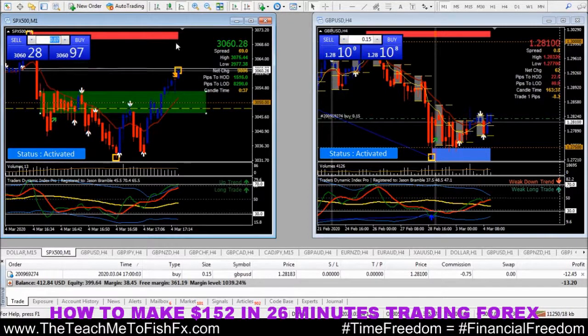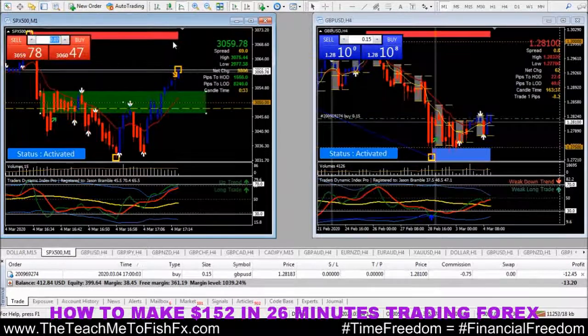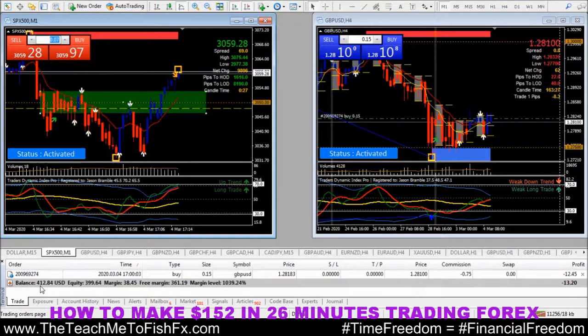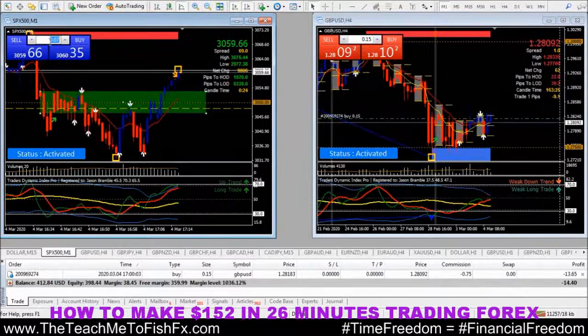I'm sure it's going to come up here and test this zone up here. So 1% will be $4. Half of 1% will be $2. So half of half is $1. So 0.1. All right, and so we're just going to get ready for our entry rules to be met here before we jump in.